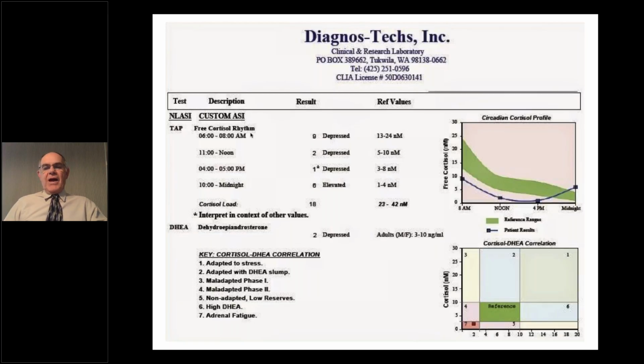So this is a typical lab. You see in this particular case, the green represents the reference range. However, in this particular person the blue line is below the green, except for the nighttime one. So this person would say they're exhausted, they're really tired, but they try to go to bed and have trouble going to sleep because their nighttime cortisol is so elevated. It's almost as high as the morning cortisol. So the body's saying, well, what are you doing going to bed? You're supposed to be getting up and doing things.